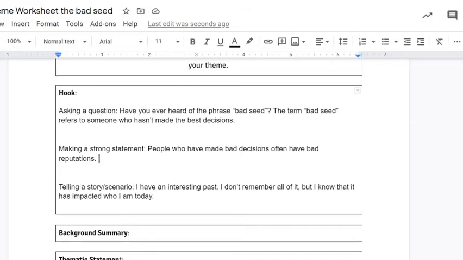Our final example for the Bad Seed and the other option you have for the hook is to tell a story or write about a scenario. In this case, I have written that I have an interesting past. I don't remember all of it, but I know that it has impacted who I am today. This is a personal story. I'm talking about me. You can talk about yourself when you're writing a literary essay. You don't have to, and when you're in high school, you probably won't be using first person with the literary essay, but for our sake, you are allowed to tell a personal story.